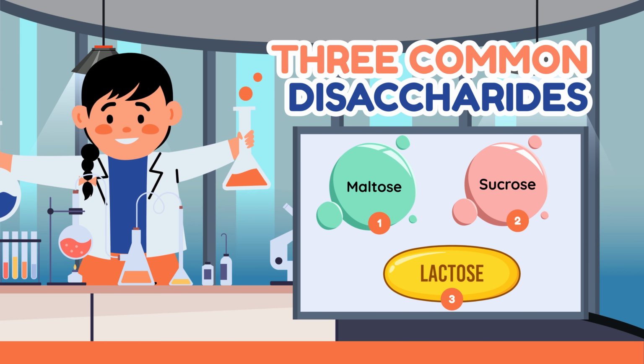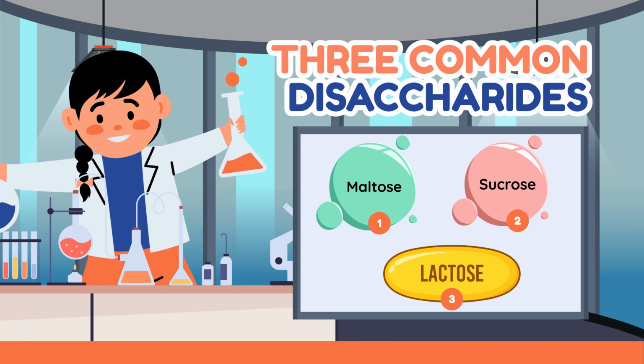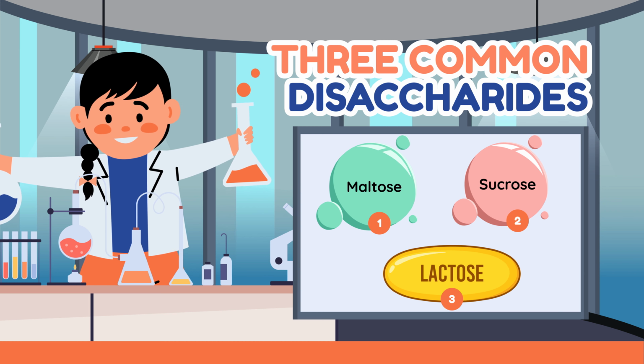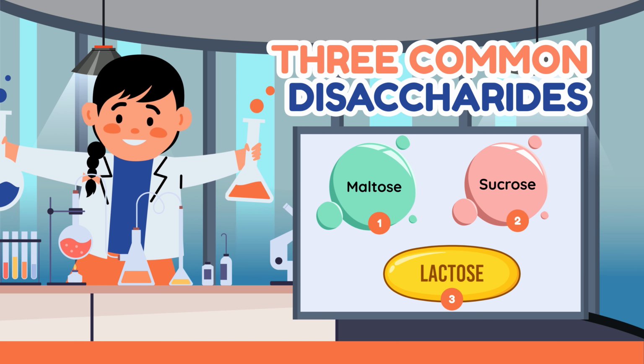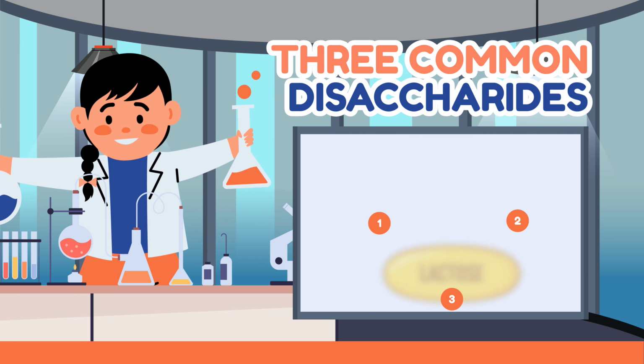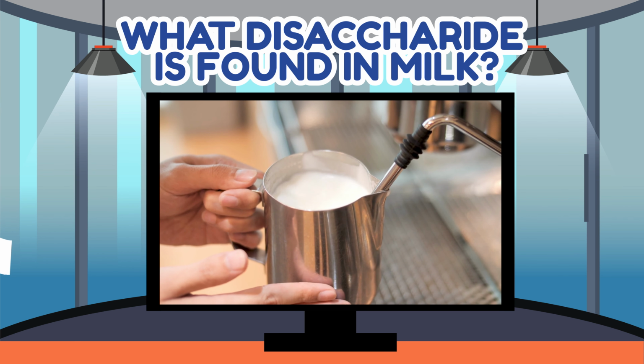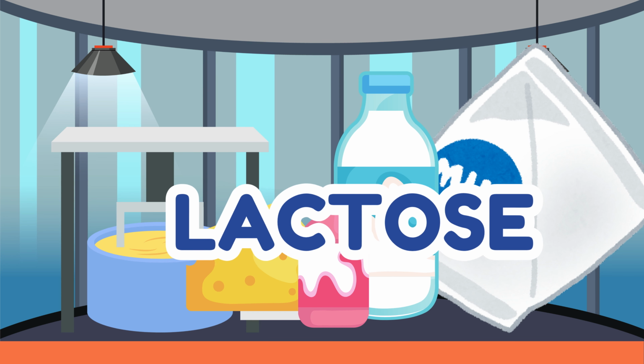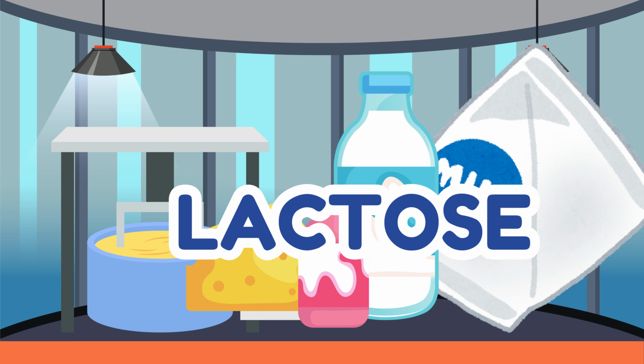Yes, we have sucrose, which is glucose plus fructose, maltose, which is glucose plus glucose, and lactose, made of glucose and galactose. So, which one of these is naturally found in mammalian milk? That's right, lactose. It's an important energy source, especially for infants. With that in mind, let's move on and explore the structure, components, and the fascinating topic of lactose intolerance.